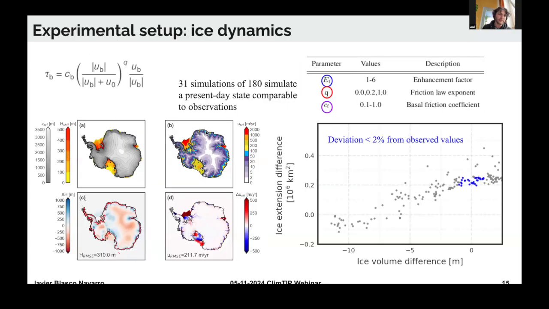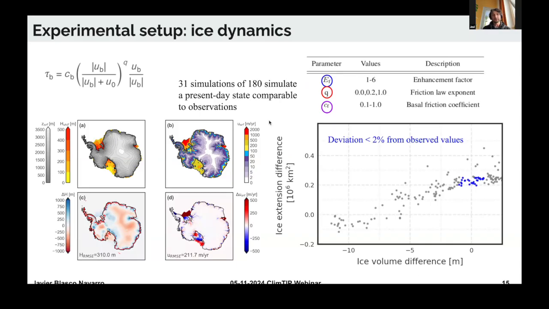So here you can see a map of our simulated present-day state and the ice error with respect to the observations. This is the mean of our ensemble. What we have chosen as a realistic present-day state are simulations that have a deviation of less than 2% in ice extent and ice volume difference with observations.